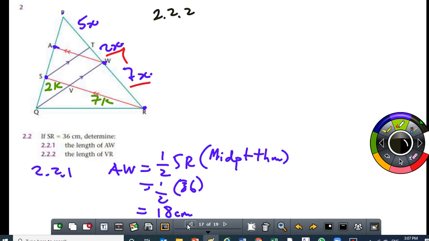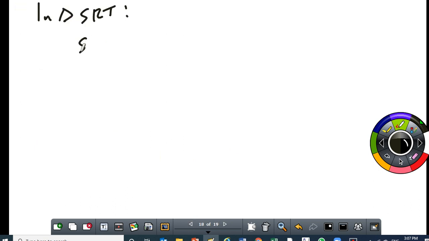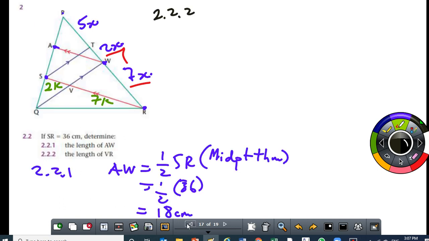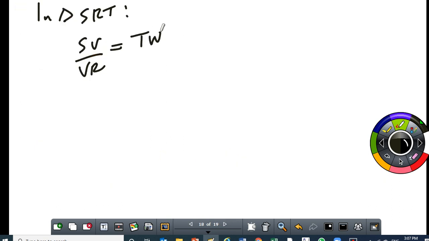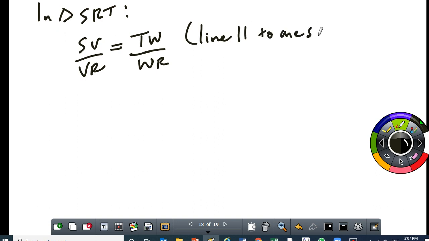Let me start with this side. I can say SV over VR. So that's SV over VR will be equal to, if I say SV over VR, then that will be TW over WR. So that will be TW over WR. Why did I write that? Because of the proportion theorem, that's a line parallel to one side of the triangle.